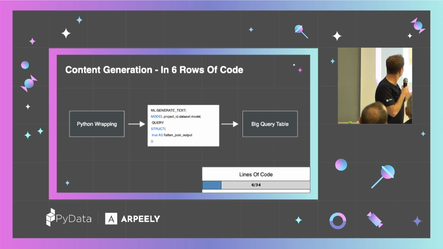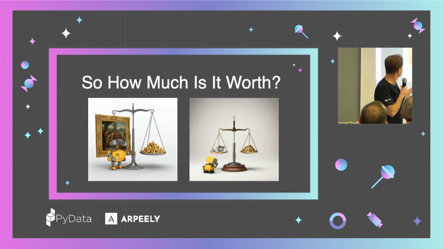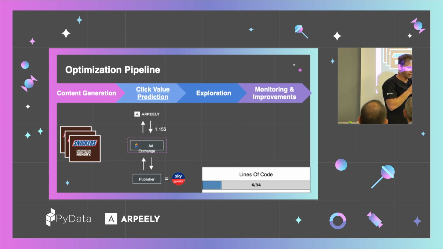The next stage: how much is it worth, right? If we roll back to the beginning, we want a lot of content. We have lots of different ads. And now we have to figure out how much to bid, right? We have our art, how much it's worth, which is this stage. And we've used 6 lines of code so far.